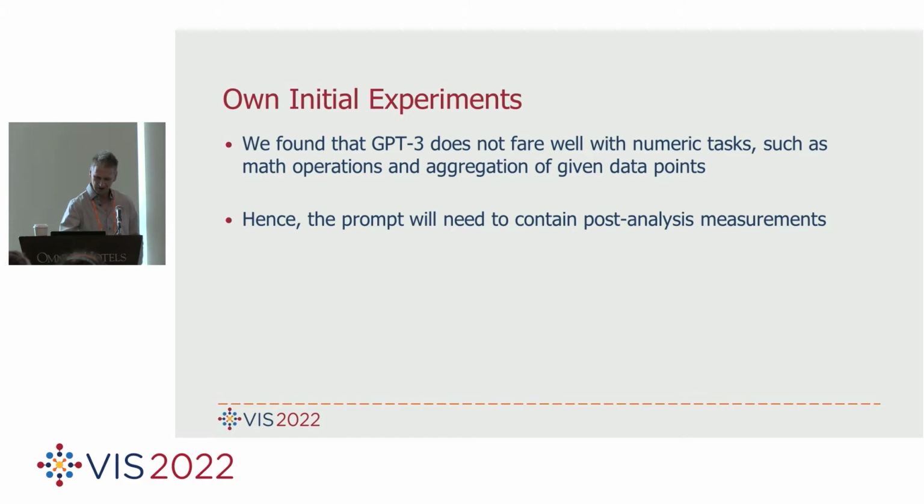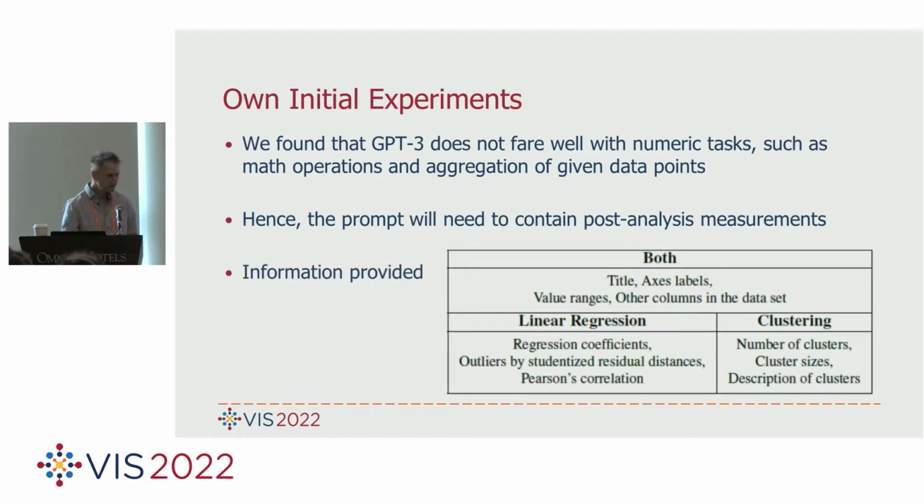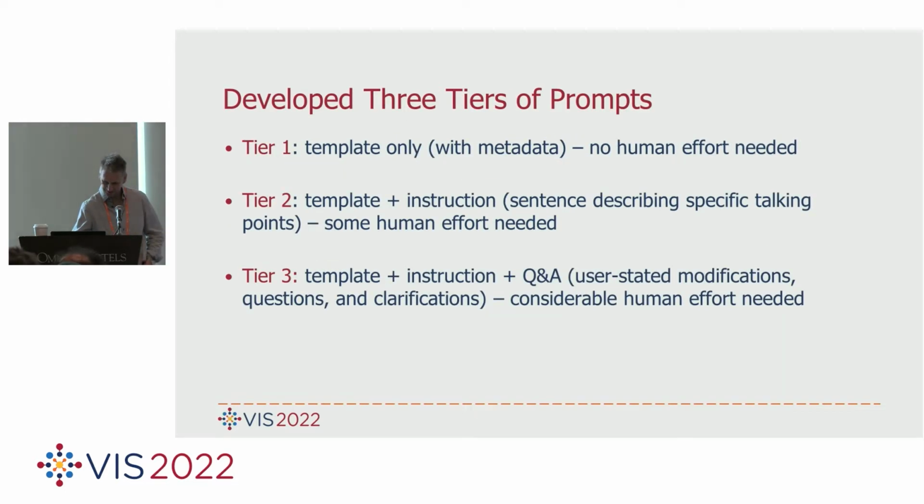Okay, so next, we provide this kind of information. We use only scatter plots. Basically, we provide regression coefficients, outliers, Pearson's correlation, and the number of clusters. So we give it some stuff to deal with, so it doesn't have to infer it itself, because it can't. Then we have 3 tiers of prompts. The first tier is just a template, any template that can be auto-filled with these measurements we take, and there's no human input at all.